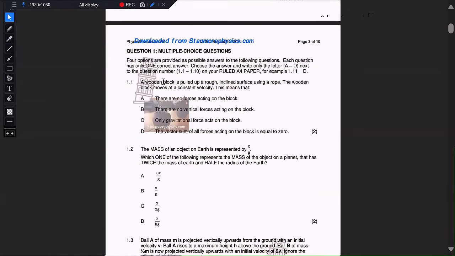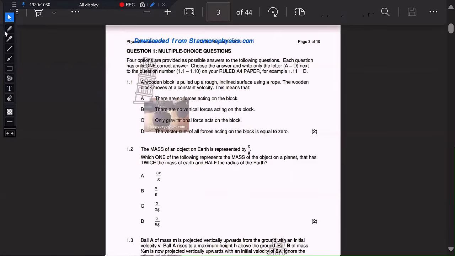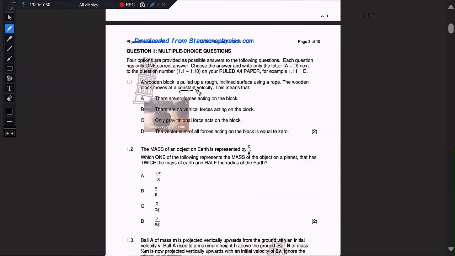Now, okay, 1.1 says a wooden block is pulled up a rough inclined surface using a rope. The wooden block moves at constant velocity. So we have our keyword there, constant velocity. And then you will remember what we said about constant velocity. So this means that A, there are no forces acting on the block, not quite. B, there are no vertical forces on the block, not quite. C, only gravitational force acts on the block. That would have to be free fall. That's not what we are talking about here.